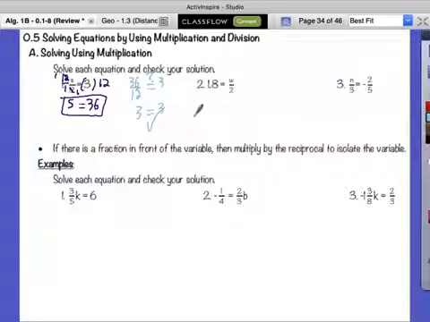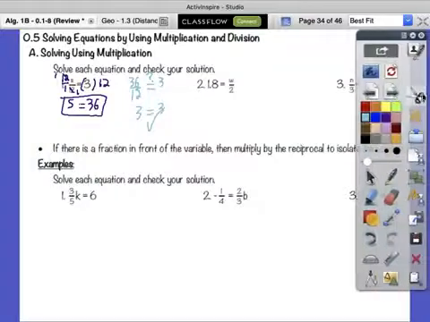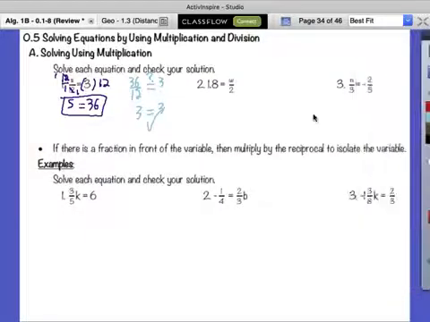On number 2, 1.8 equals w divided by 2. What is happening with our variable w? Being divided by 2. How do we get rid of the division? Multiply by 2. Or 2 over 1, right? Okay? So 2 times 1.8, decimals, okay?